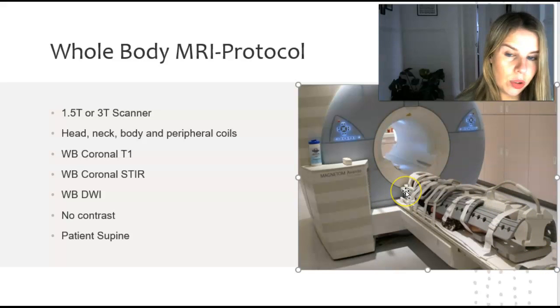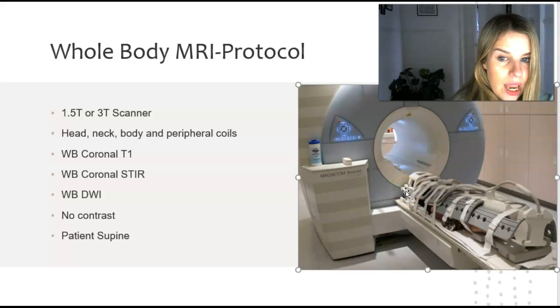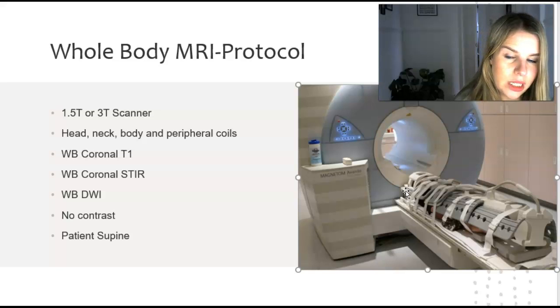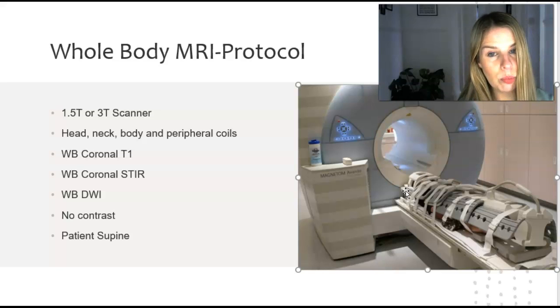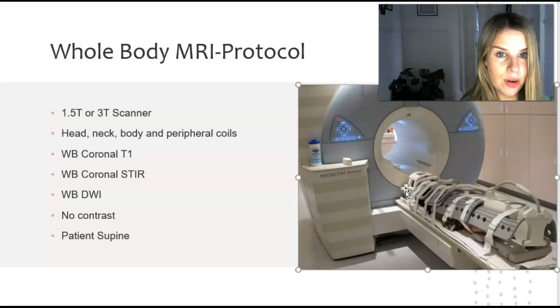And we carry out a whole body coronal T1. We also carry out a whole body coronal STIR, so that's fat suppression, and then also a whole body diffusion weighted image. We don't tend to use contrast unless it's getting done in conjunction with, say, a dedicated abdominal MRI where they want to look at maybe the vascularity of a tumour, and then in that case they would carry out the whole body first, and then they would do the separate MRI of the abdomen. The patients always are supine as well and tend to go in head first.